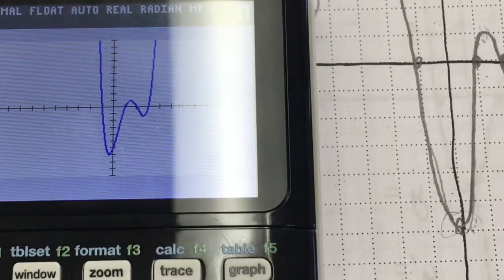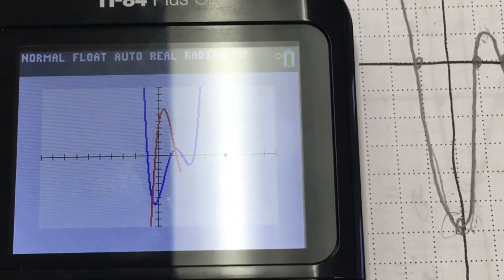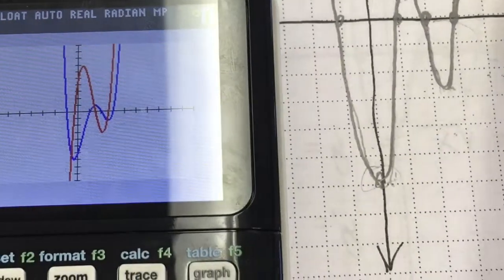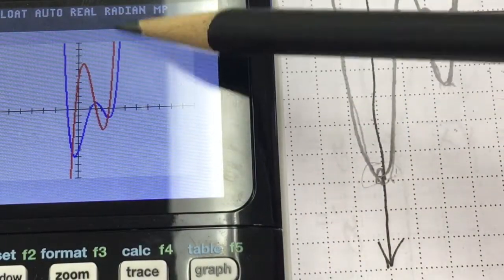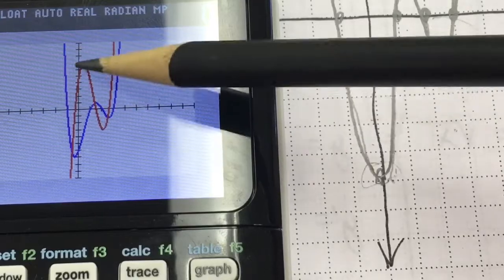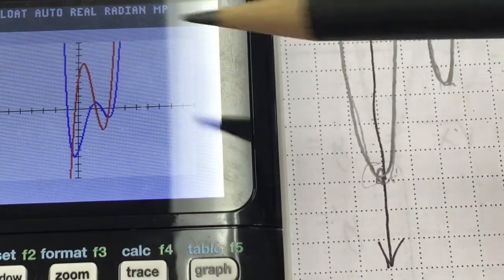It takes a little while, but it will graph it for you. You can see it's thinking up here. And there it is. Notice, the original graph has 3 humps. The derivative has 2 bumps. So I'm going to go ahead and graph that.